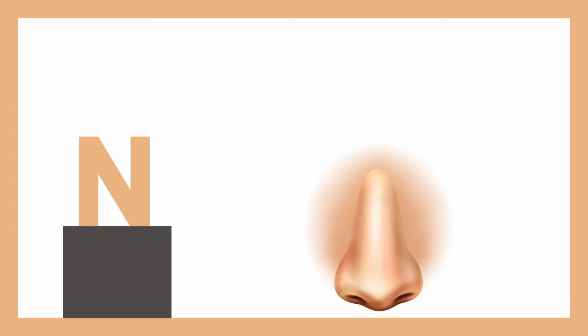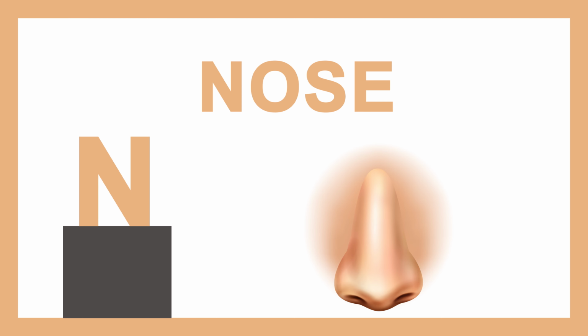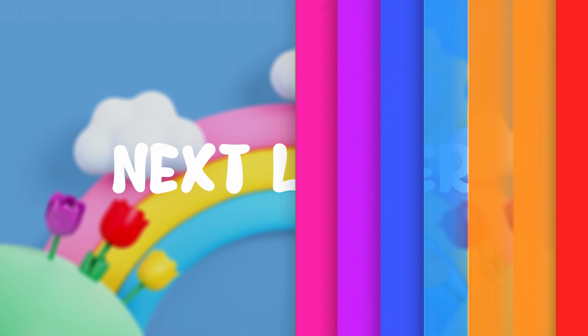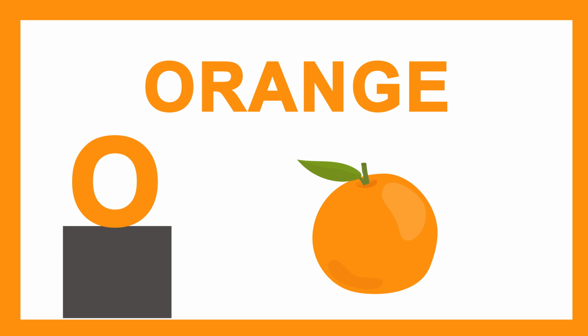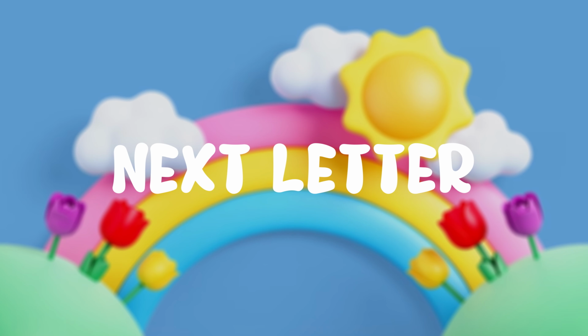N for nose. Let's spell it. N, O, S, E. Nose. Next letter is O. O for orange. Let's spell it. O, R, A, N, G, E. Orange. Next letter is P.